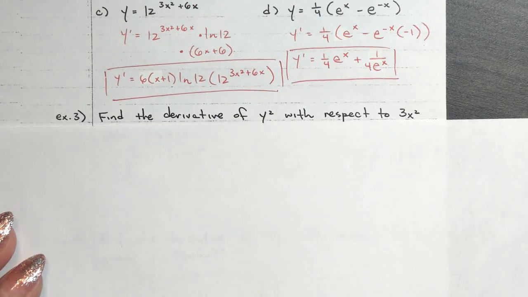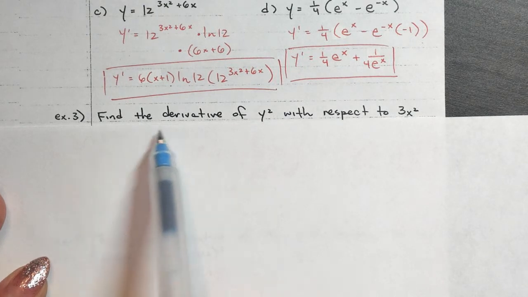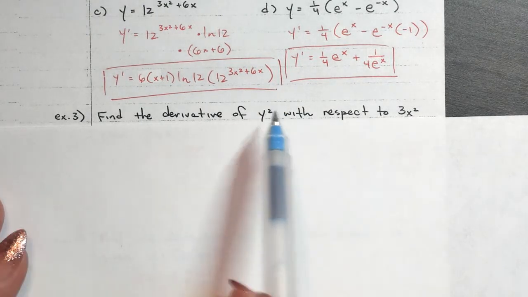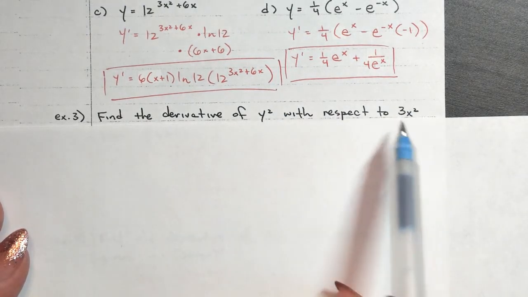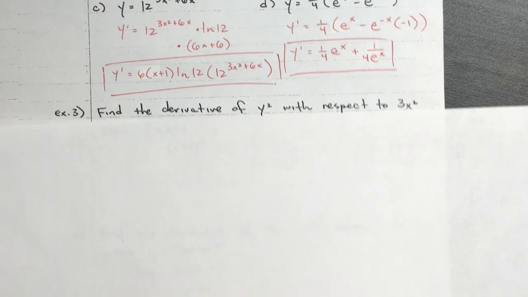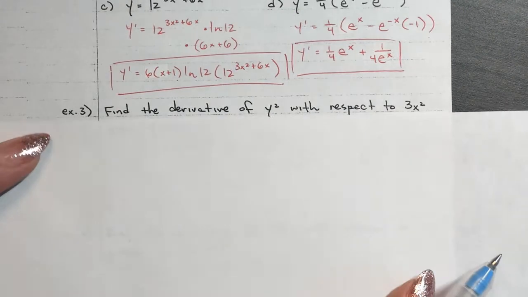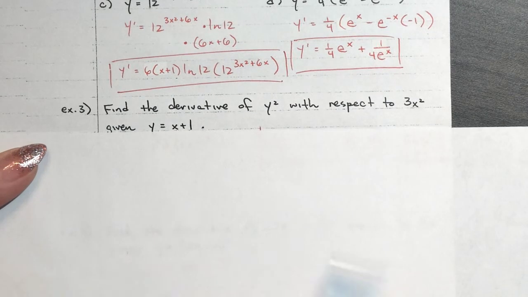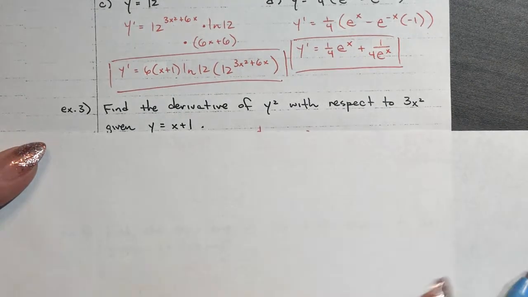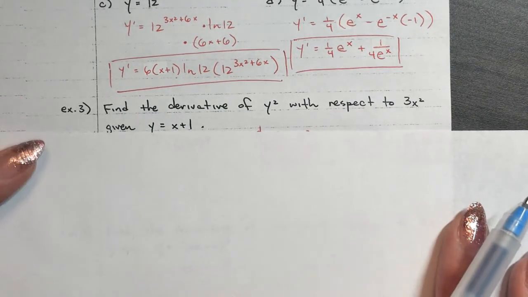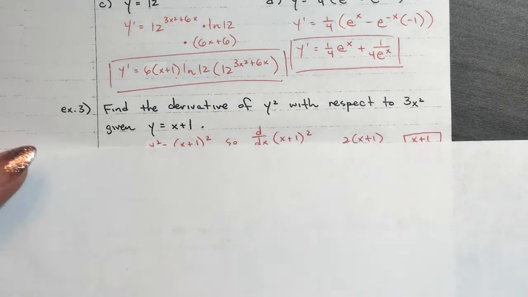All right, so these are interesting. This says, find the derivative of y squared with respect to 3x squared. So how do we normally write this? We write, given y equals x plus 1. Okay, so we needed a little bit extra information. But how do we normally write this?